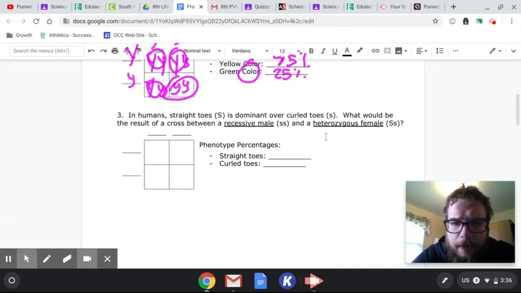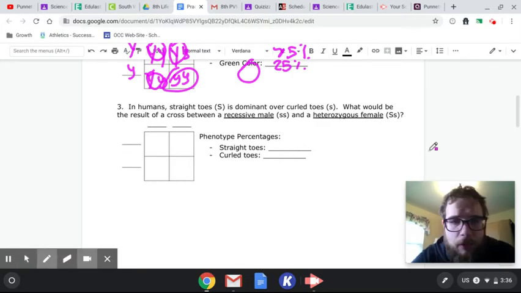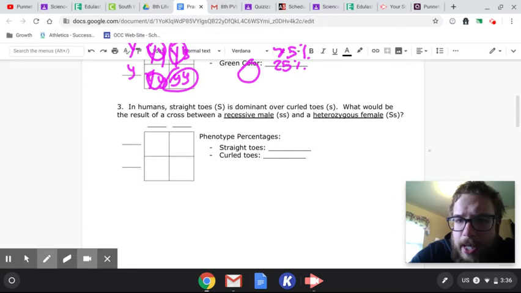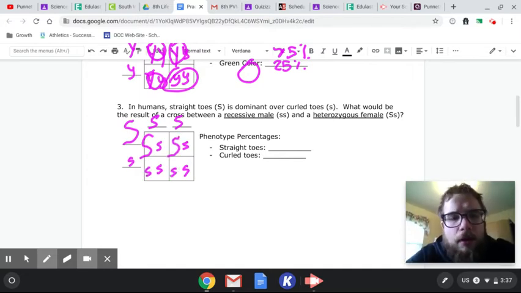Number three, we are looking at humans. Straight toes, big S, is dominant over curled toes, small s. What would be the result between a recessive male, small s, and a heterozygous female, big S, small s? Let's put our recessive male here, and then we'll go big S there, small s there. So these are both small, and then big, small, and small. Okay, I've got two that have the dominant traits.